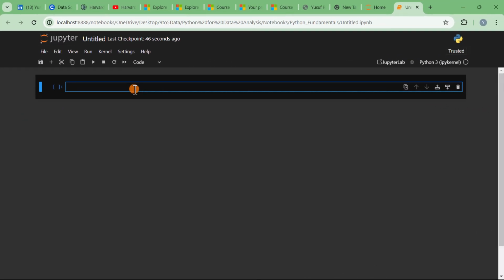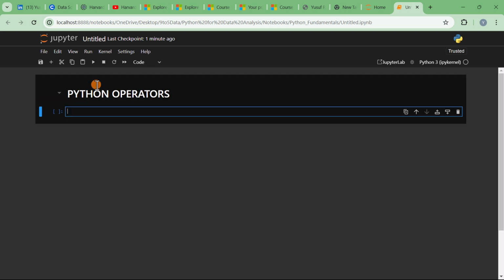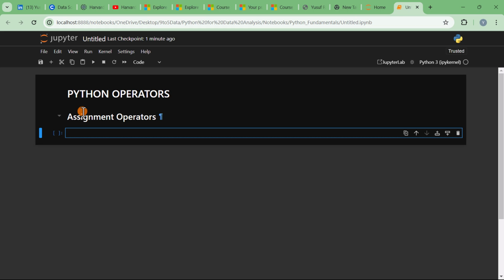So let's show example code of what we just explained. The first one we'll be talking about is the assignment operators, and they are denoted by the equal sign.